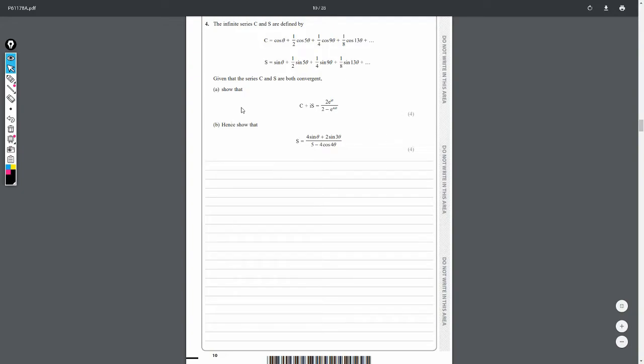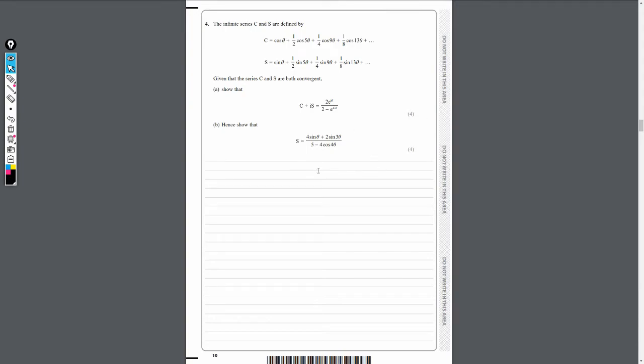Okay, so part A just asks us to show that C plus iS is equal to 2e to the i theta divided by 2 minus e to the 4i theta, for the first 4 marks. And then part B just asks us to hence show that S is equal to this equation here. Okay, so let's have a go at it. So part A, so let me just put my pen on. So part A. So we're adding together C plus iS.